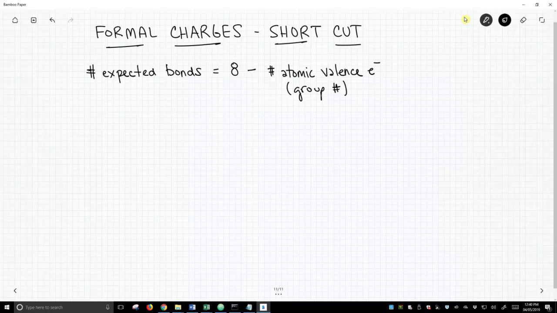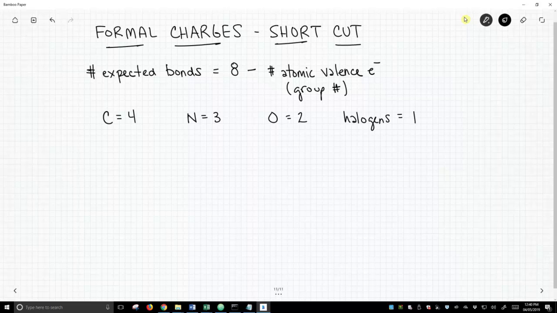Now, let's look at our most common elements. Let's look at carbon. Carbon has 4 atomic valence electrons. It's in group 4. Therefore, 8 minus 4, it has 4 expected bonds. Nitrogen has 5 atomic valence electrons. 8 minus 5 is 3. Oxygen has 6 atomic valence electrons. 8 minus 6 is 2. And then the halogens are all from group 7, and so 8 minus 7 is 1.